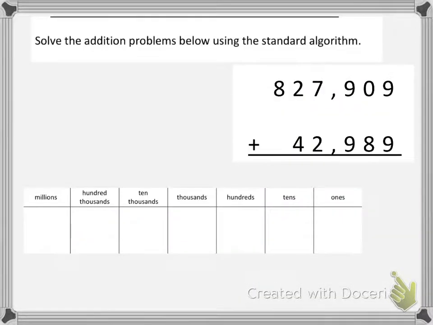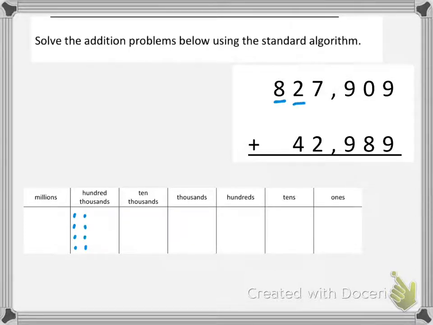So we're going to use the place value chart to help model this addition problem. It's just a regular standard algorithm, just a regular way of solving this addition problem. We're going to start with the 8. The 8 is in the hundred thousands. And how many do we have there? We have 8. 1, 2, 3, 4, 5, 6, 7, 8.